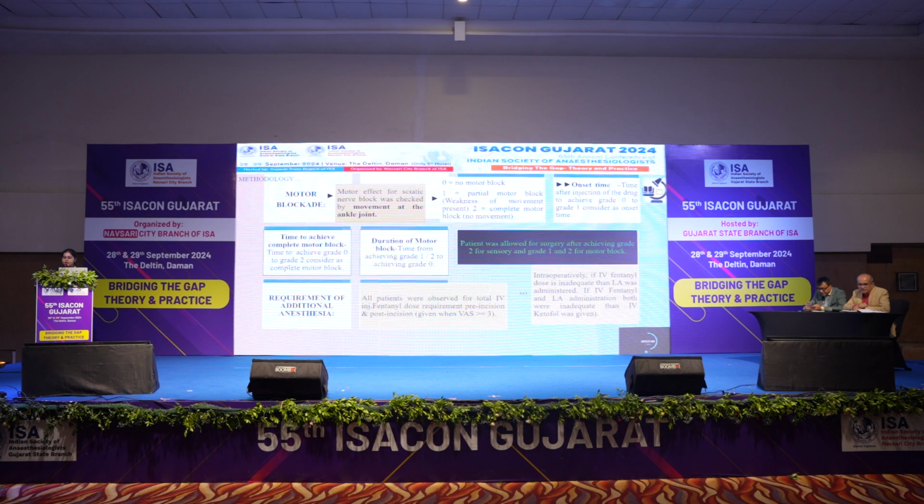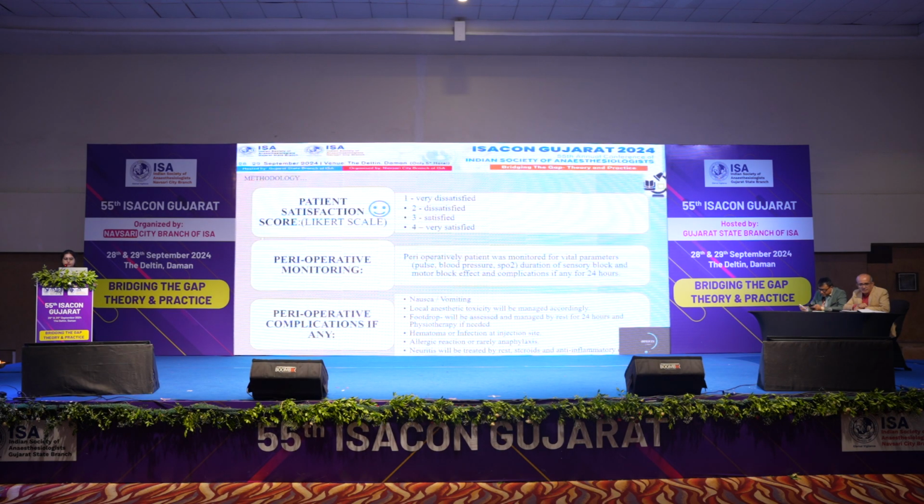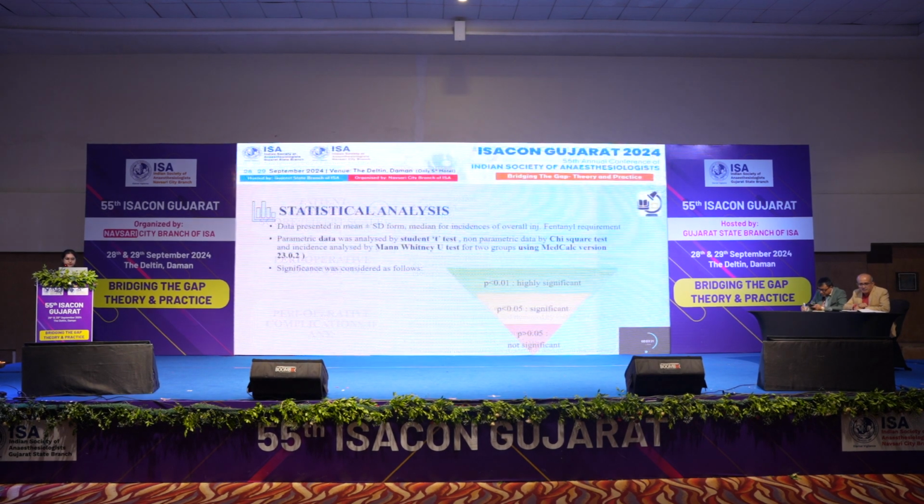Intraoperatively, if the IV fentanyl dose was inadequate, then local infiltration was administered. If IV fentanyl and local administration were both inadequate, then IV ketofol was given. The patient was allowed for the surgery after achieving grade 2 for the sensory and grade 1 and 2 for the motor block. Patient satisfaction score, perioperative monitoring and perioperative complications were also observed.